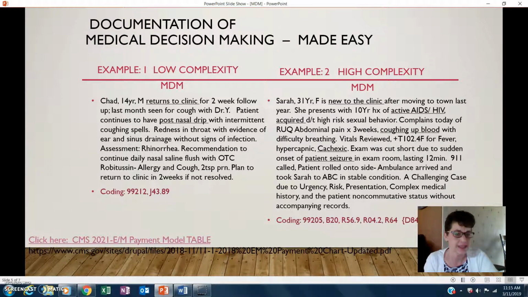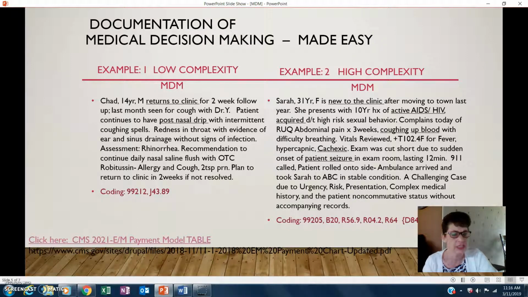In this case, Sarah, she's 31, she's a female, and she is new to the clinic after moving to town last year. She presents with a 10-year history of active AIDS and HIV, which she acquired due to high-risk sexual activity. Now, she complains today of right upper quadrant pain of 3 weeks. She's been coughing up some blood and having some difficulty breathing. She came to the clinic today and the vitals are noticed with a temperature of 102.4, which is notable for a fever.